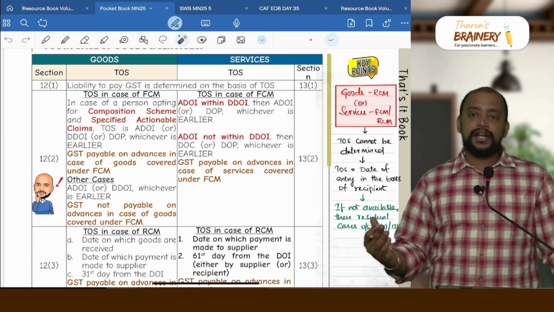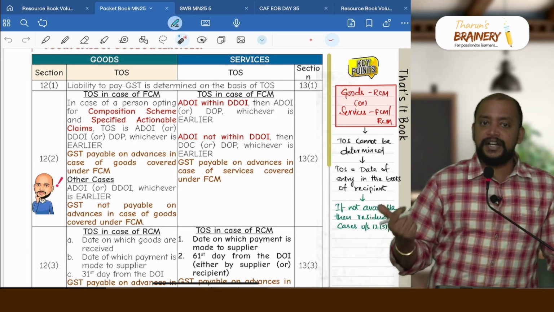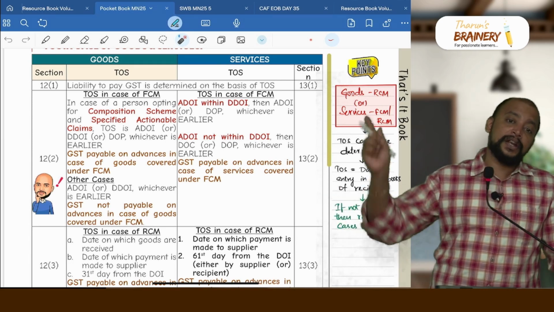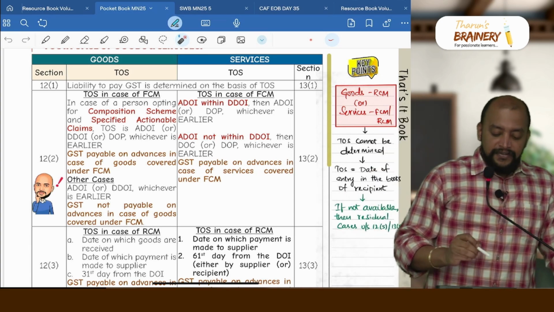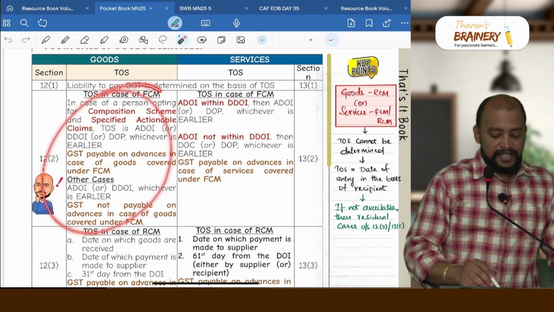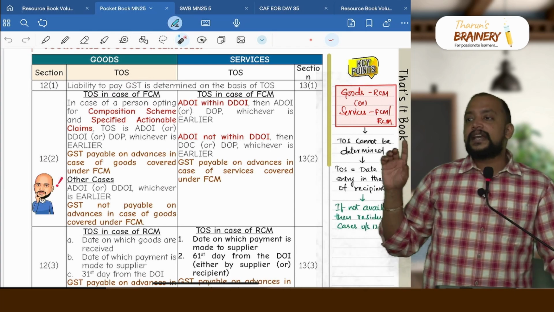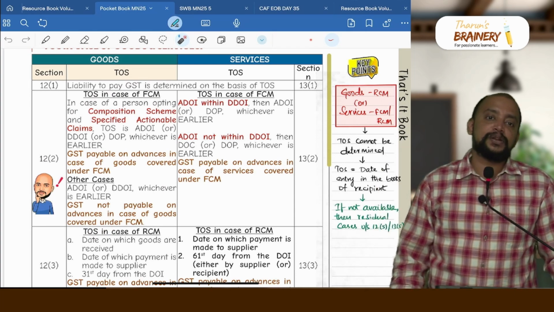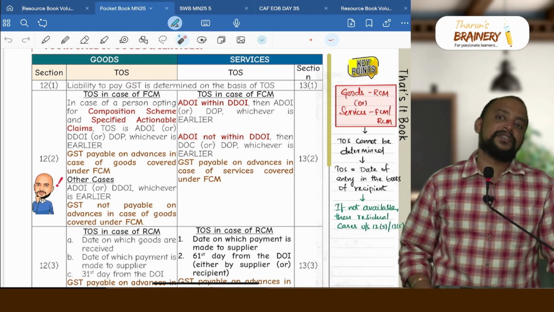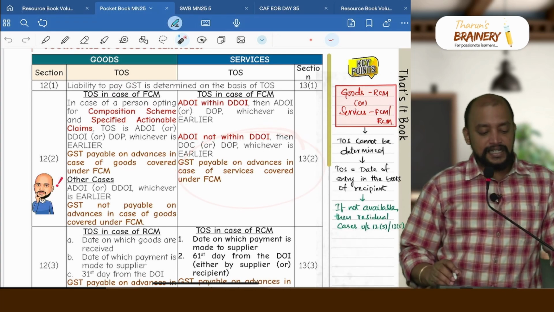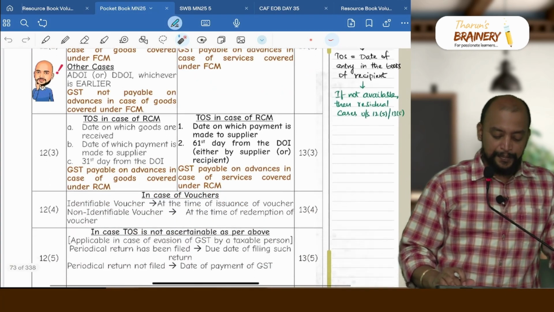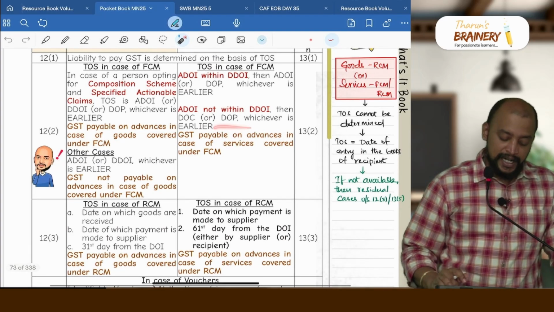If given within the due date, then invoice date or payment date, whichever is earlier. If not given within the due date, completion date or payment date, whichever is earlier, will be taken. Which means, whether GST is payable on advances in case of goods under FCM. In case of composition scheme and specified actionable claims, yes, GST is payable on advances. For others, GST is not payable on advances. But in case of services, GST is payable on advances, because date of payment is one of the dates here.